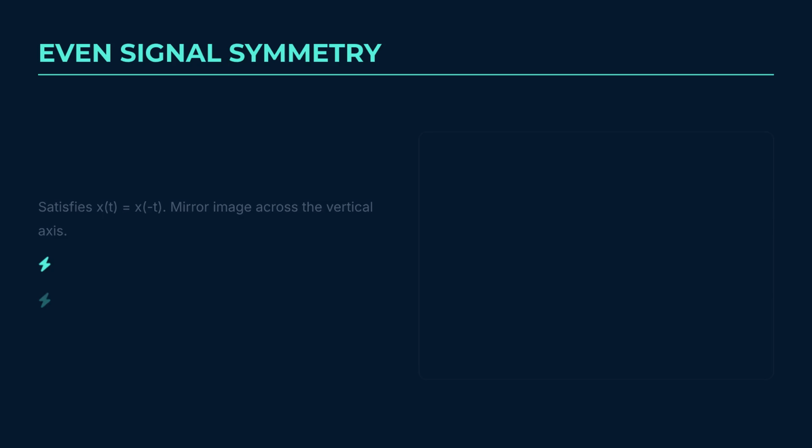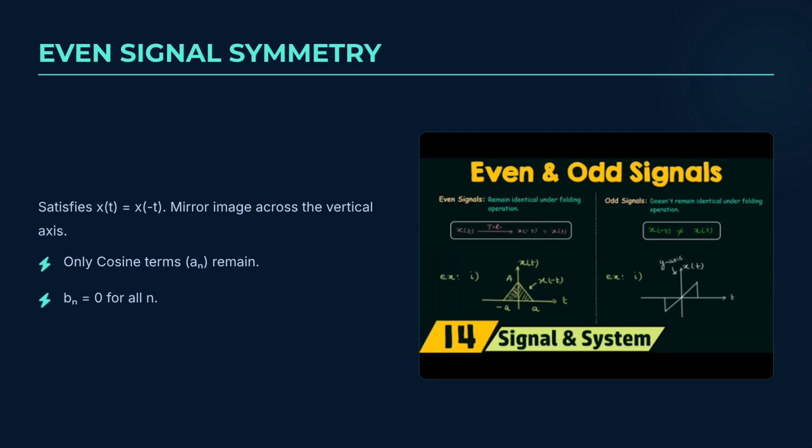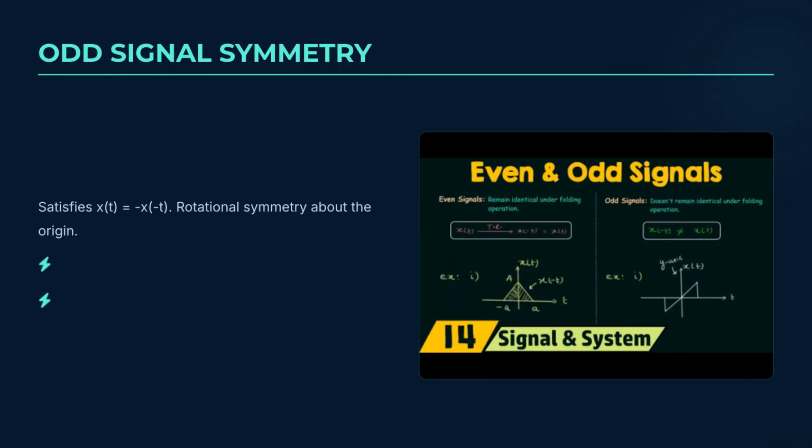An even signal satisfies x(t) = x(-t), mirroring across the vertical axis. For even signals, only cosine terms, A sub n, remain, and B sub n is 0 for all n. An odd signal satisfies x(t) = -x(-t), rotating about the origin. For odd signals, only sine terms, B sub n, remain, and A naught and A sub n are 0.